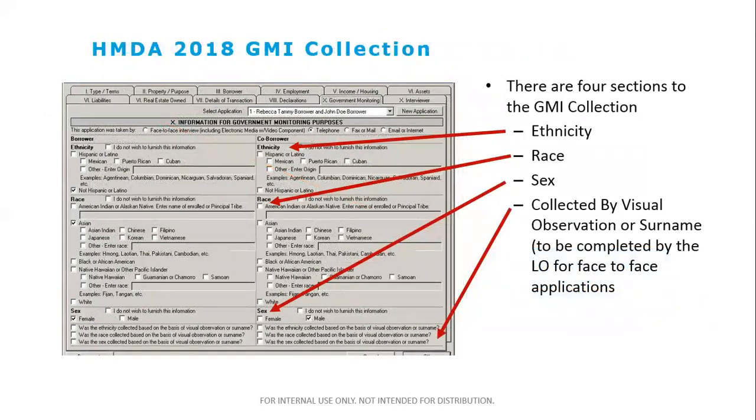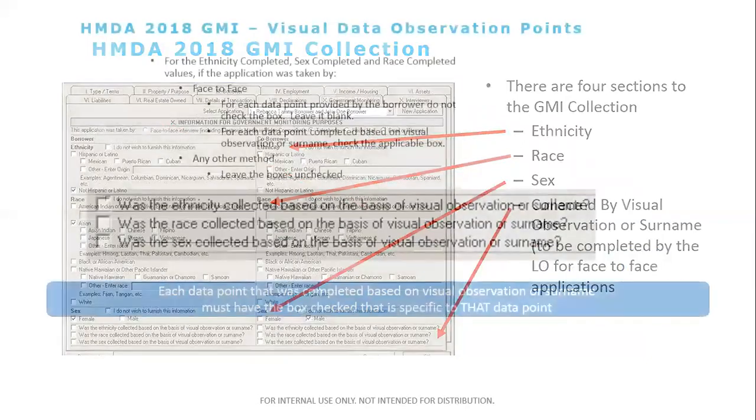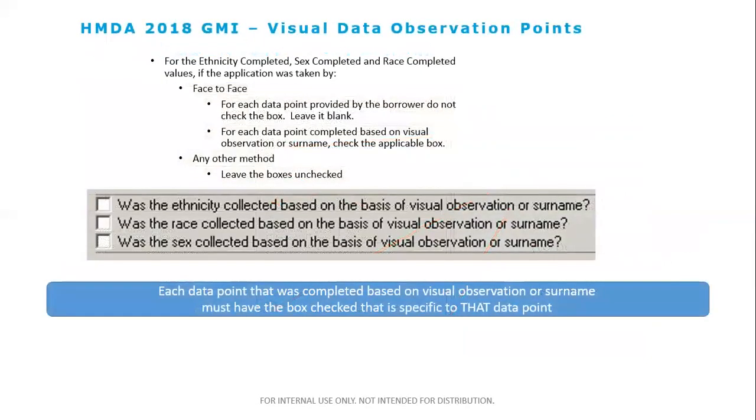The same format, right down below, we have ethnicity, race, sex, and whether the information was collected via visual observation or surname. And then finally, we need to make sure we're selecting whether the information was collected by visual observation or surname. So this is the same setup, same structure as Epic. This will all go into effect, as mentioned, January 1st, 2018, for any applications taken then or beyond.